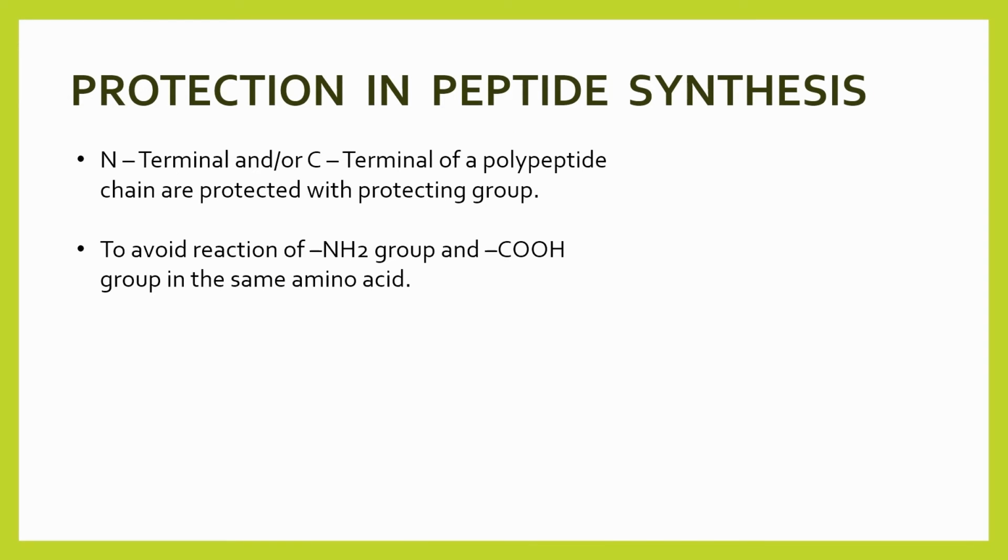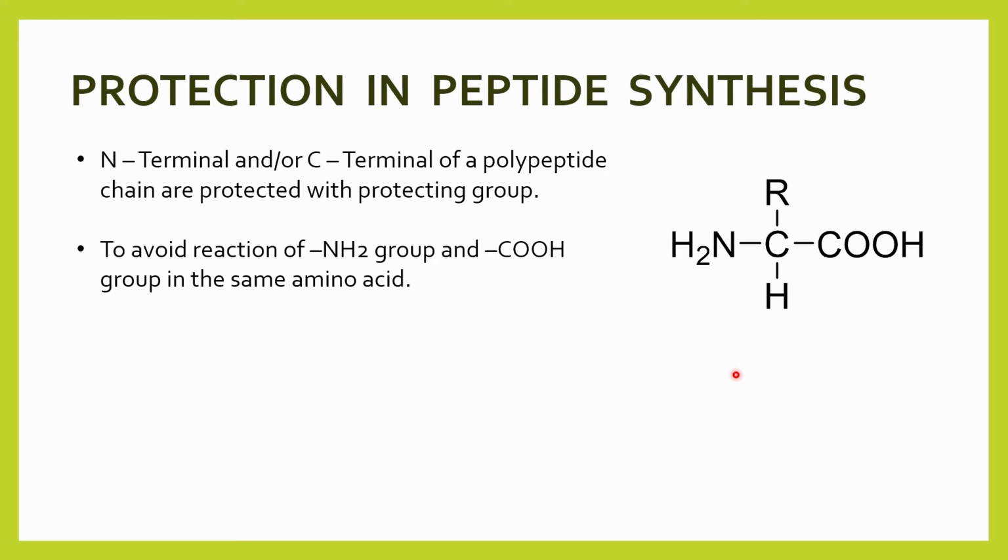So we know that a peptide chain is made up of several amino acids. Now, in an amino acid, we have two functional groups, NH2 and COOH, and both are very reactive towards each other. So reactive that sometimes in the same amino acid molecule, they both would react with each other to form a compound. Now, when this happens, we cannot synthesize a peptide.